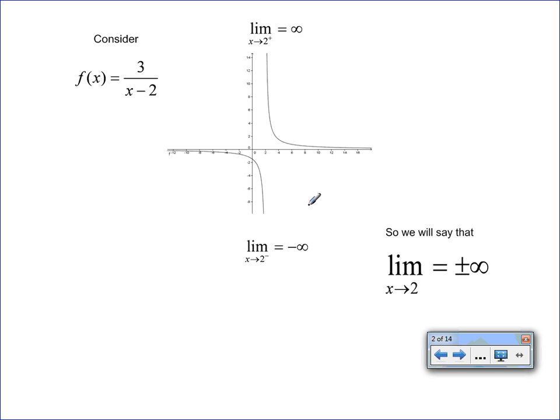Okay? So generally speaking, what we're going to end up saying is that the limit as x approaches 2 is plus or minus infinity, positive or negative infinity. Which is slightly different. The other day we would have said it does not exist.